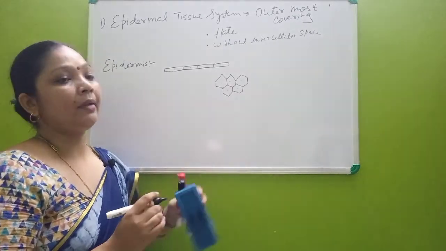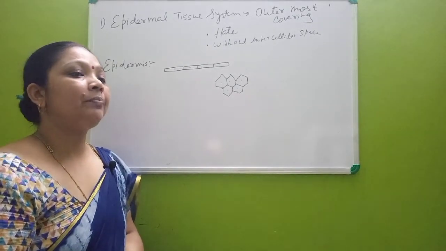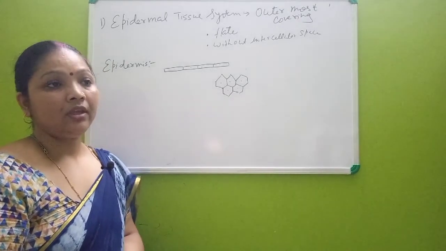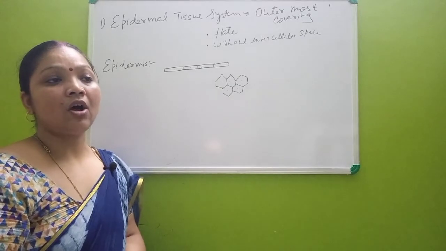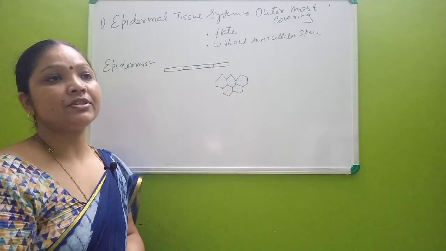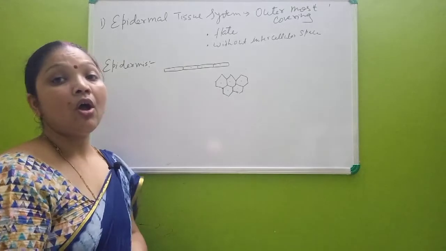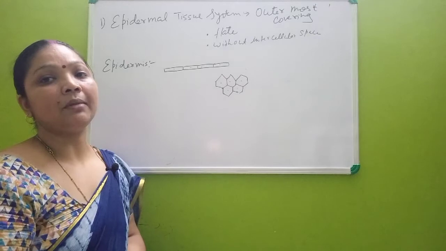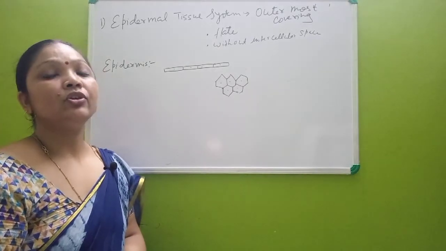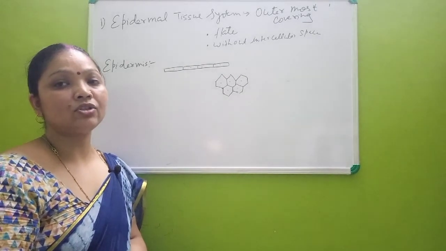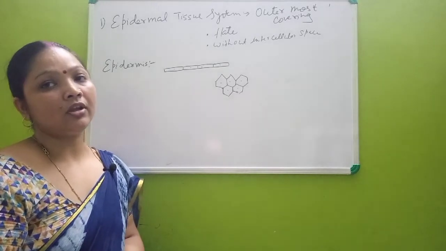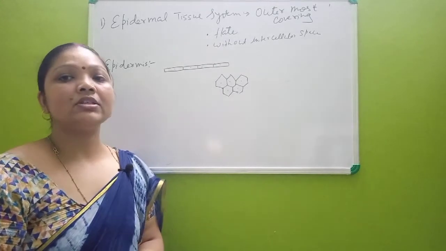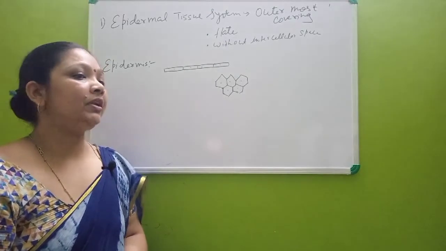So this is the epidermal tissue, and it is covered with a cuticle. The cuticle covering is present in the epidermal tissue of stem and leaf, whereas the cuticle is absent in the epidermal tissue of root. Cuticle is a waxy substance that does not allow the loss of water. So that is present in leaf and stem, whereas it is absent in root epidermis.